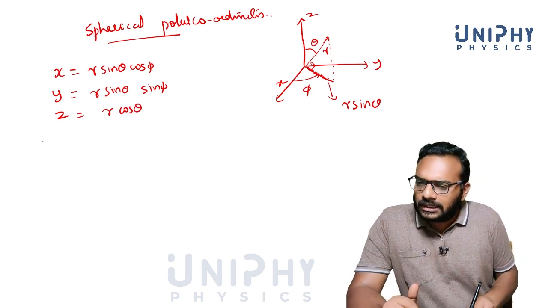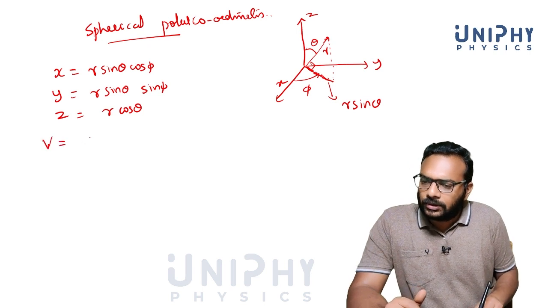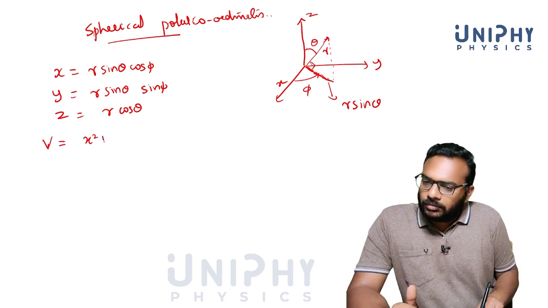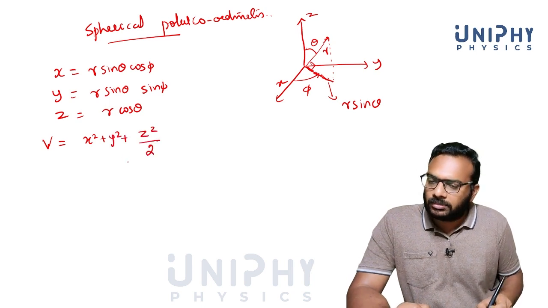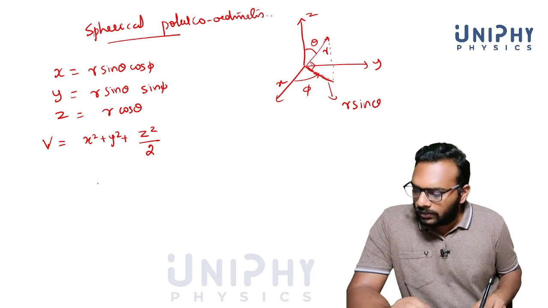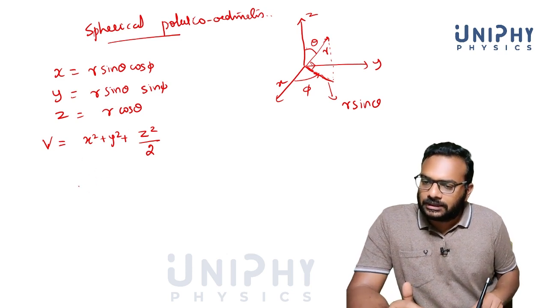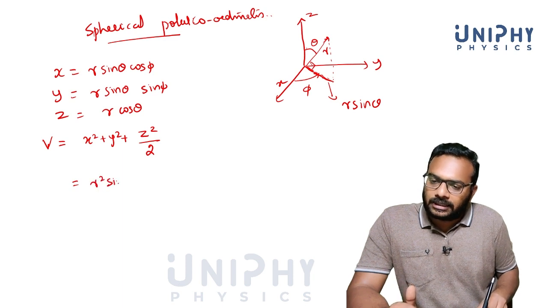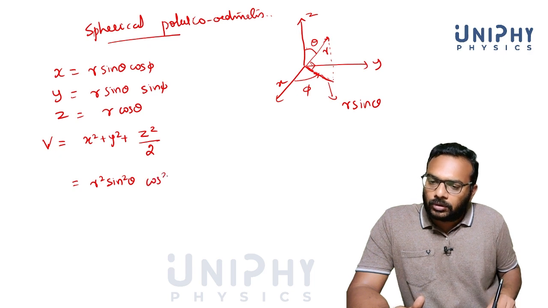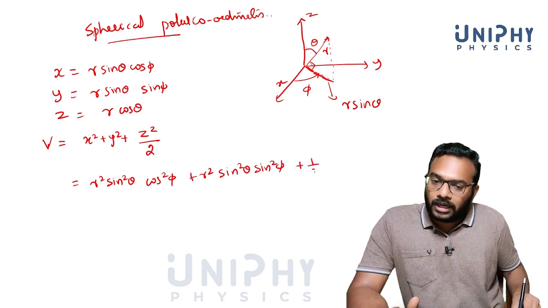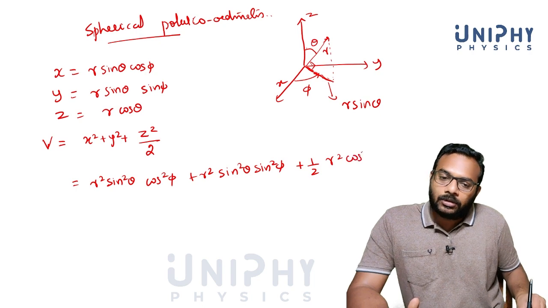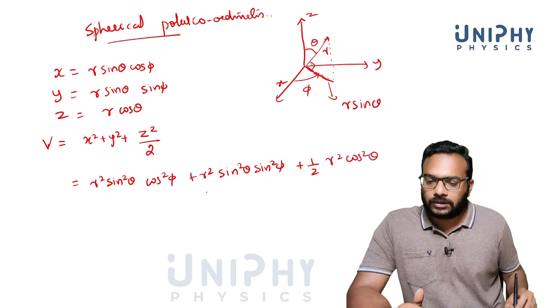So, what is the potential here? The potential energy they have given is V equal to (x² + y² + z²)/2. Now, if you substitute all these things, this becomes 1/2 r² sin²θ cos²φ plus 1/2 r² sin²θ sin²φ plus 1/2 r² cos²θ.